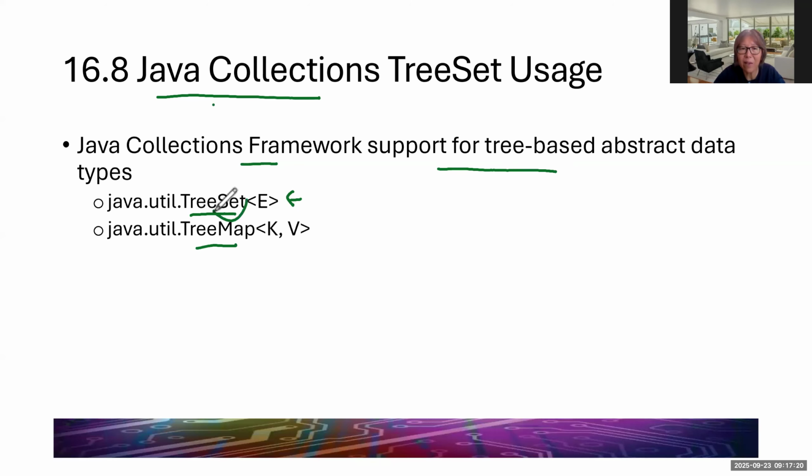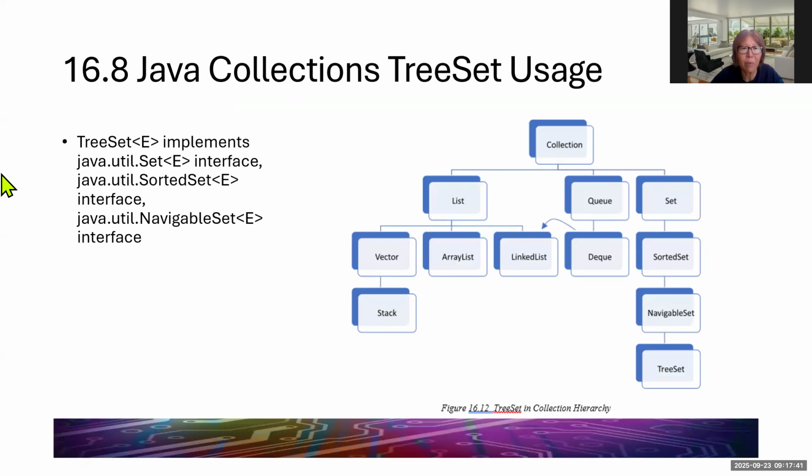And the set, if you recall, is a data structure about unique items, no duplicate items in the data structure. That's also, if you recall, binary search tree also doesn't allow duplication. Okay, for Java collections, TreeSet.